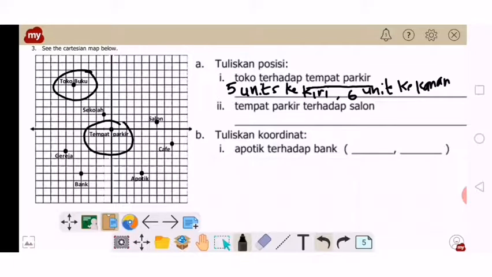Oke, tempat parkir terhadap salon. Kali ini salon yang menjadi yang utamanya. And then dari salon kita berpindah ke tempat parkir. 1, 2, 3, 4, 5, 6. Jadi 6 unit. Ke kiri. 6 unit ke kiri dan 1 ke bawah.